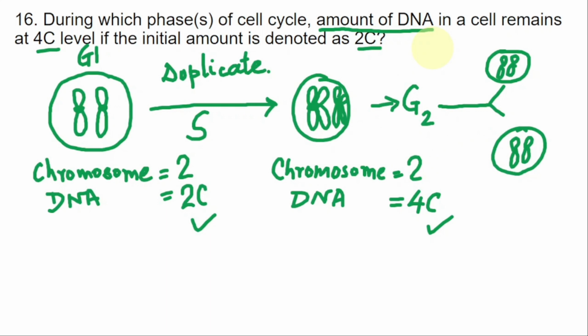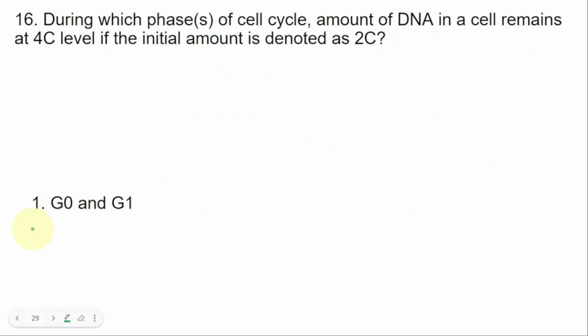Let's look at the options. Let me just erase everything. So the option number 1 is G0 and G1. No. So during G0 and G1, it is not 4C, it is 2C. G1, 2C. At the end of S phase, it becomes 4C. So again, this is not there.